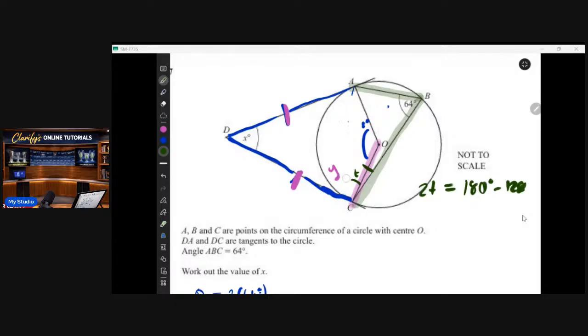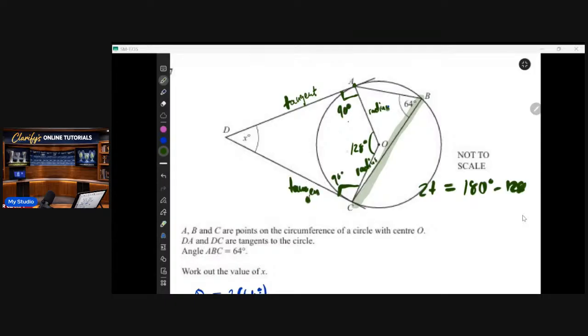Or you can say, since you have found this to be 128 degrees here, you also know that when tangent, because once you see this, you see that it's a tangent. When a tangent meets a radius, this is a radius here, we all know that it's 90 degrees. So this is 90. This is also 90. We cannot pretend we don't know that. So this is 90 degrees, this is 90 degrees, this is 128.